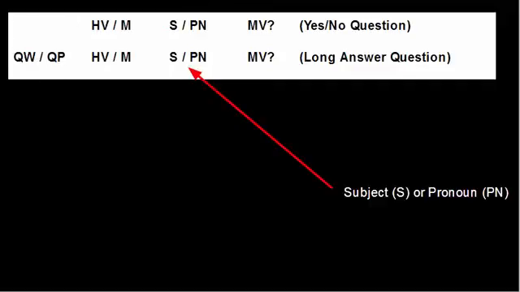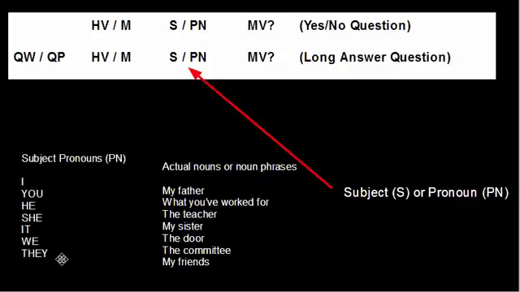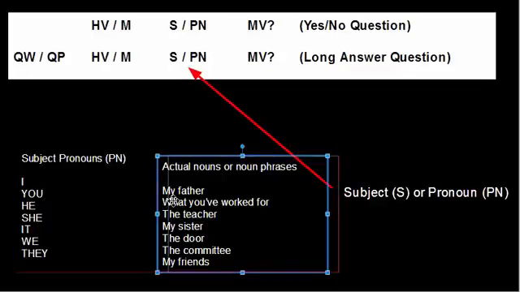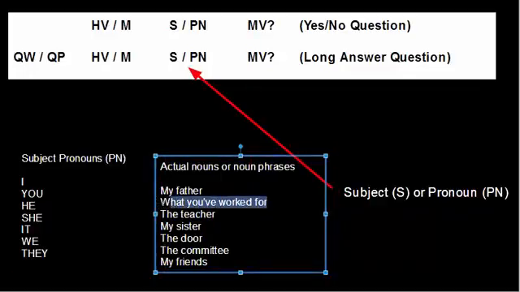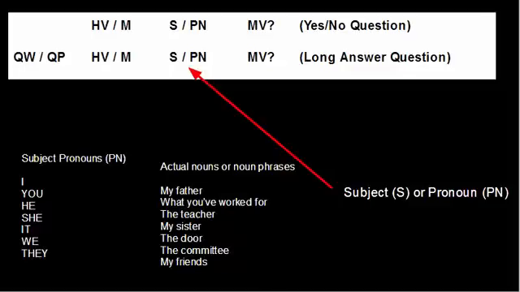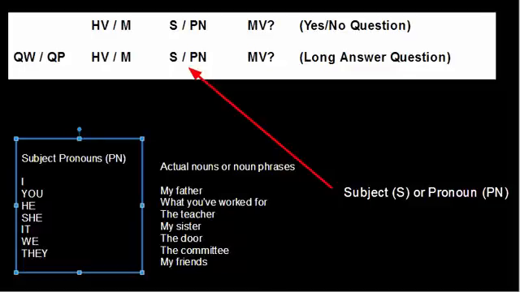Is it a long answer question or is it a yes-no question? Next is the subject or pronoun part of the question. And that is, of course, the pronouns like I, you, we, they, she, he, it, or actual nouns and noun phrases like my father. There's also a very special thing, what you have worked for. That is a noun phrase. If I'm wrong, I'd like to have somebody correct me, because this is something else that I call a noun phrase, and it's very important later on in my lessons. The teacher, my sister, the door, the committee. We can say we don't agree, or we can say the committee doesn't agree. They, my friends. So in this part, we have the pronoun or a subject.